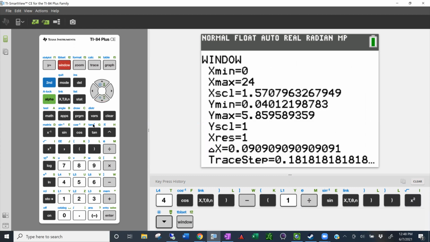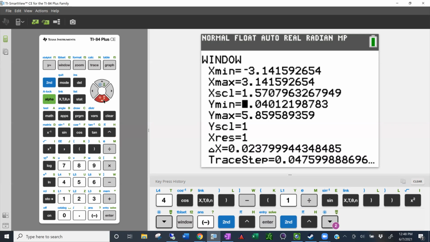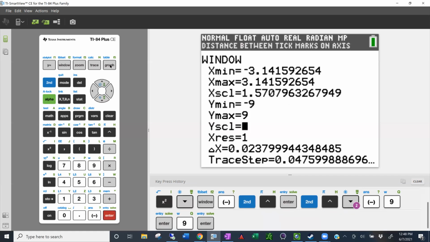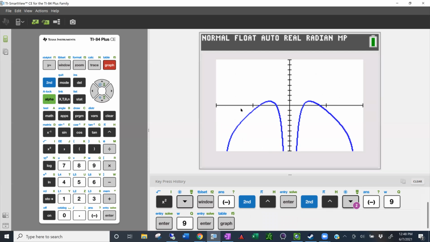If I graph that, say, between negative pi and pi, and on the y-axis, I'm just going to go between, say, negative 9 and 9. Hope that does it for me. There you go. So I got a reasonable graph. But finding these points is a little bit more of a pain.